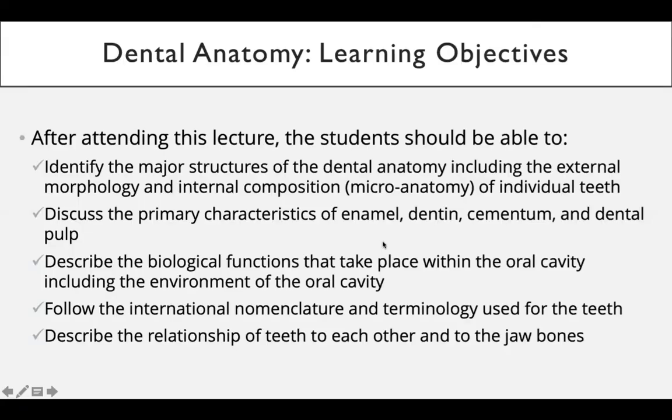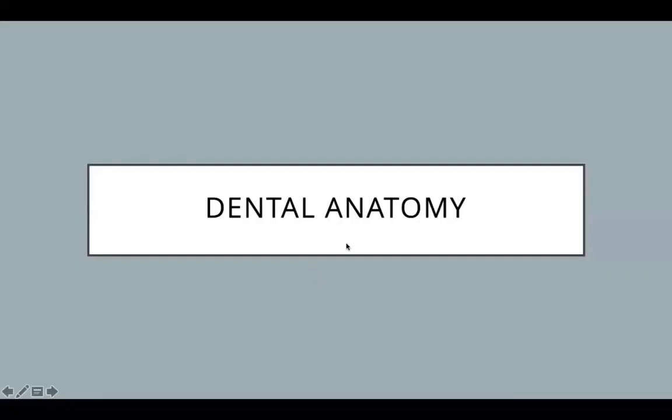The learning objectives of our class: after attending this lecture, students should be able to identify the major structures of dental anatomy, including the external morphology and the internal composition, also known as microanatomy, of individual teeth. Discuss the primary characteristics of enamel, dentin, cementum, and dental pulp. Describe the biological functions that take place within the oral cavity, including its environment. Follow the international nomenclature and terminology used for the teeth, and describe the relationship of teeth to each other and to the jawbone. So this is our learning objective for this class. Let's start with the dental anatomy.